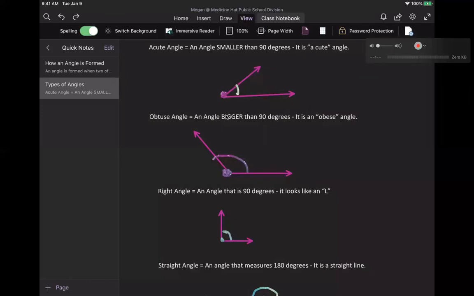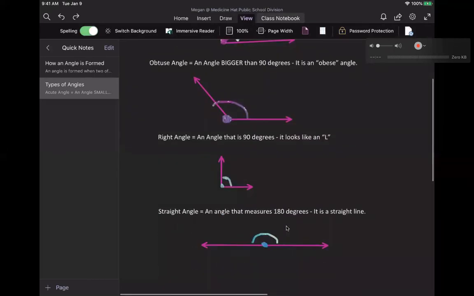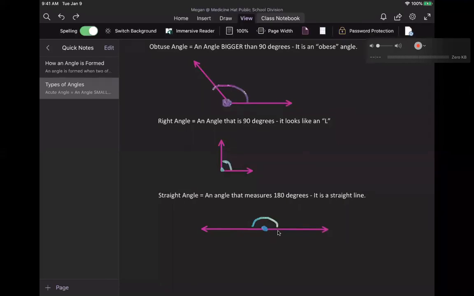Just so we know, this angle is going to be smaller than 90 degrees. This angle is going to be bigger than 90 degrees because it is bigger than the L shape. This one here is exactly 90 degrees. And this straight angle is 180 degrees, and that's because it's gone all the way around and essentially made a straight line.